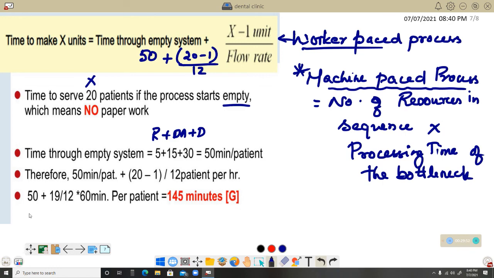On simplification, 20 minus 1 is 19, divided by 12, into 60 so as to convert to minutes, because the question asked is in minutes. That is why into 60, otherwise there is no requirement. So the final answer that you get after simplification is 145 minutes exactly.